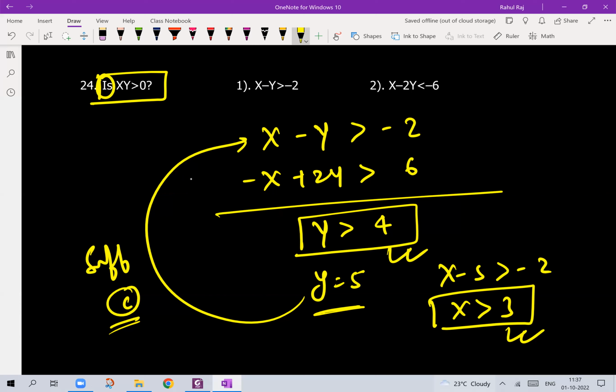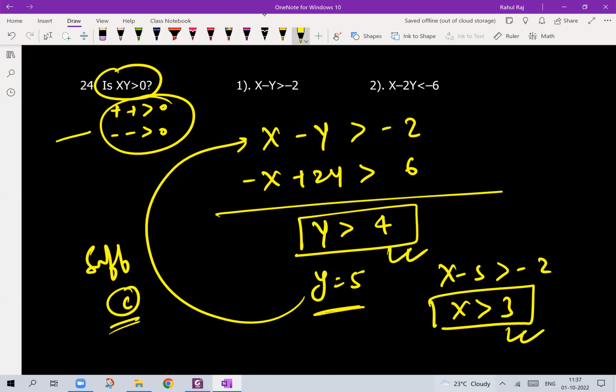Sir, how do we know from the question that x and y are of same sign? No, this is what the question is asking me. This is what the question is asking: is xy greater than 0? So my job is to do what? To prove that they are of same sign, because if I prove both positive, positive, it will be greater than 0. I prove both negative, negative, it will be greater than 0. This is the thought process that you should have while you are solving the question. Am I able to prove this or not?